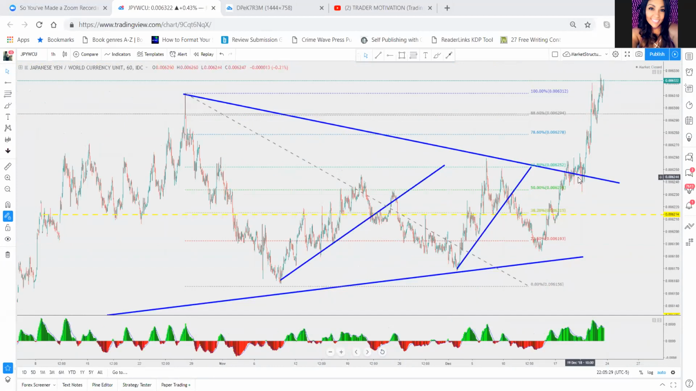Anybody that was trading anything against the JPY? This is why the JPY pairs fell, because the yen shot up from 0.0061 to 0.0063. All right. Let's see, GU.